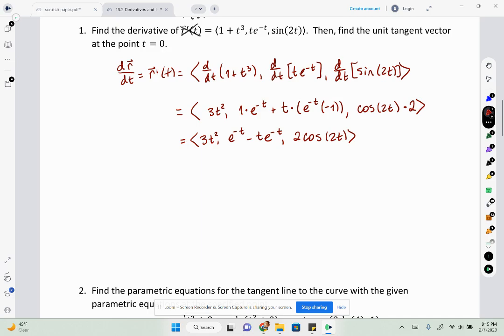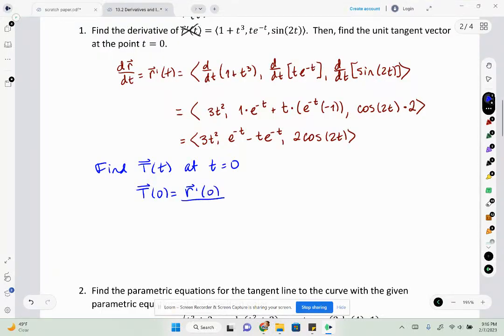The second thing is, when you're finding a magnitude, you can find a magnitude of functions, or you can find a magnitude of a number, like plugging in a number and then finding the magnitude of your vector. It's easier to find the magnitude of a vector that has numbers in it than it is to deal with the functions. Here's what I mean. So the next thing they're asking us to do is to find T of t at t equals 0. So that means I need T of 0, which will be equal to r prime of 0 divided by the magnitude of r prime of 0.